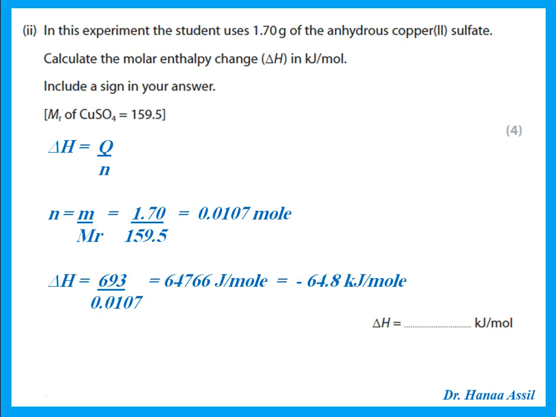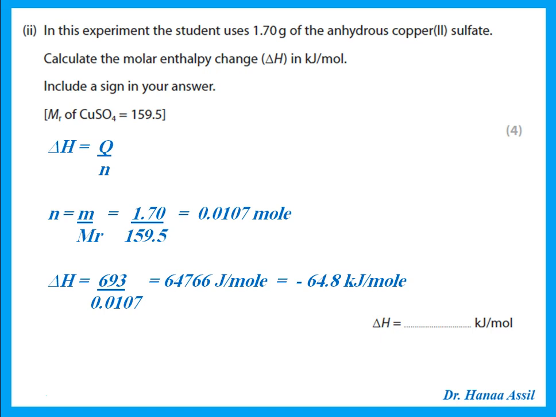And that means that ΔH is Q over n. The Q we got, 693, over the number of moles that we got. This is in joules. He wants it in kilojoules. Remember, in kilojoules, that means I'm going to divide that by 1,000. So this is 64.8. Now, remember that ΔH must have a sign.